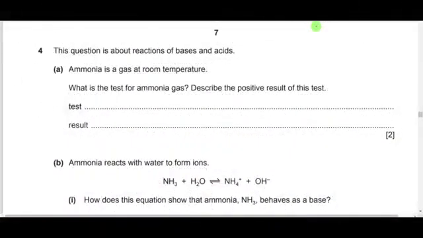Question 4 says, this question is about reactions of bases and acids. Let's underline the keywords. Reactions of bases and what? Acids. You already know where the examiner is going. That's acid, bases as well, and what? Salts. The first question says, ammonia is a gas at room temperature.